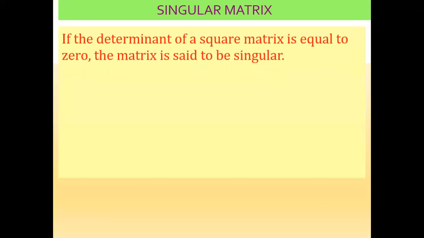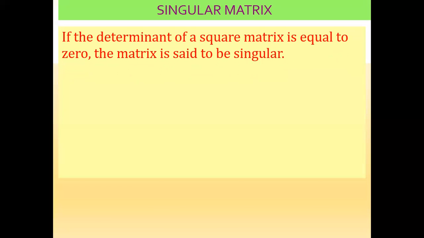Okay. Now we're going to talk about determinants as we move on, but let's just talk about this. If the determinant of a square matrix is equal to 0, then the matrix is said to be singular. So we'll talk about determinants as we move on. I'll introduce you to part of determinants, but take note of this: when the determinant of a square matrix is equal to 0, then the matrix is singular.